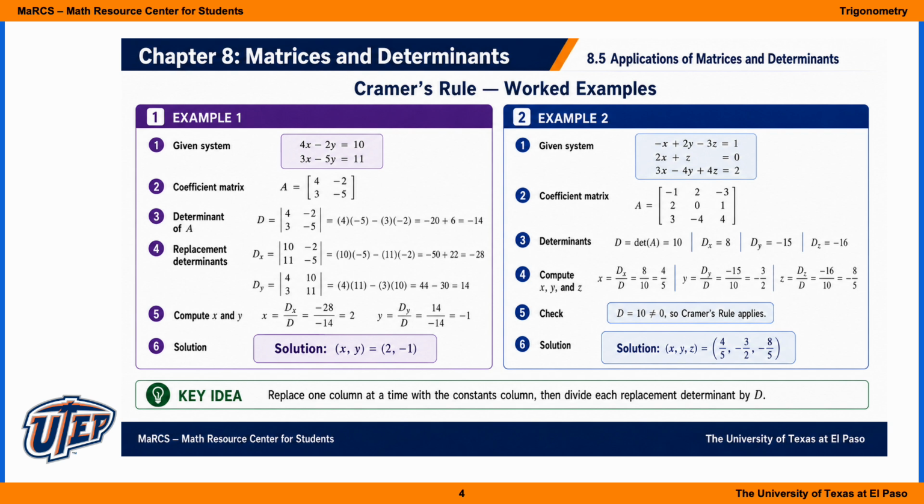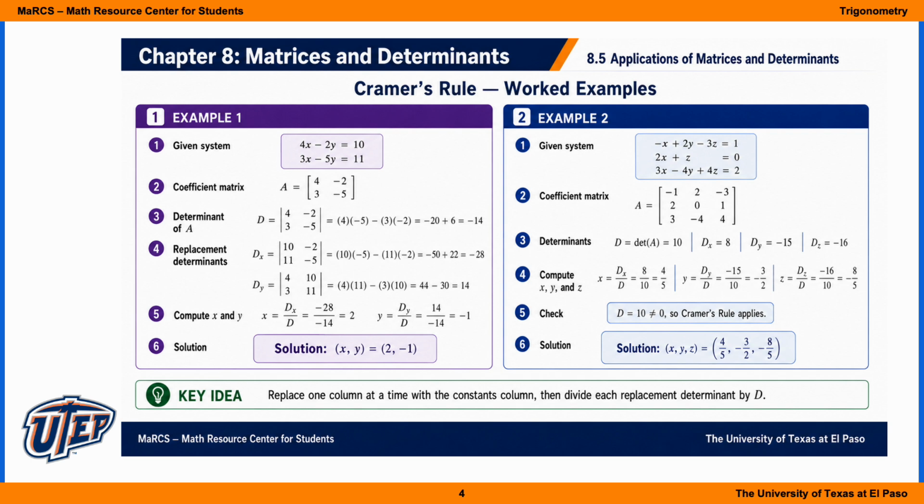Now to find our x and y variables, x is equal to the determinant of our Dx matrix divided by the determinant of our coefficient matrix. So Dx, we stated, was equal to -28, and the determinant of our coefficient matrix was negative 14. So negative 28 divided by negative 14 is equal to positive 2 for x. Now for y, we will plug in the determinant of our Dy matrix divided by the determinant of our coefficient matrix.